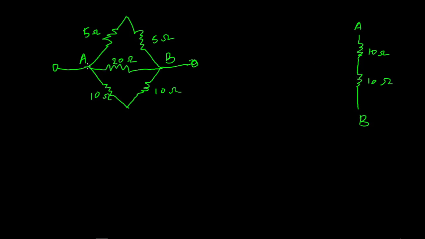Now, between point A and point B, there is this 20 ohm resistor in parallel with these two. So between point A and B, we have a 20 ohm resistor in parallel with them. So this is the 20 ohm resistor. And between point A and B, we have these two 5 ohm resistors also.